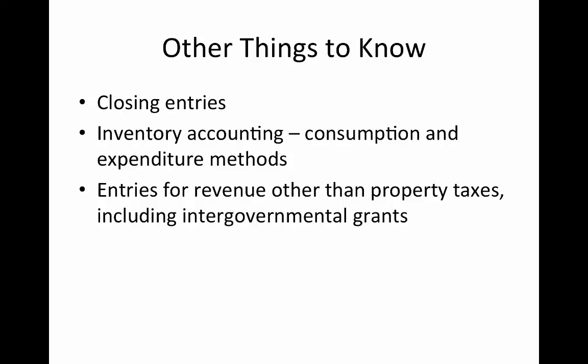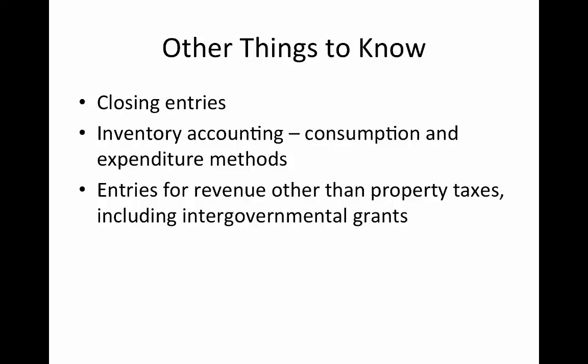Other things that you need to know: you want to make sure you understand the debits and credits involved in closing entries at the end of the year. Take a look at the provisions for inventory accounting. Under full accrual, all inventory is accounted for using the consumption method, which means that you're putting an expense on inventory that's related to the amount of inventory that was actually consumed during the year.